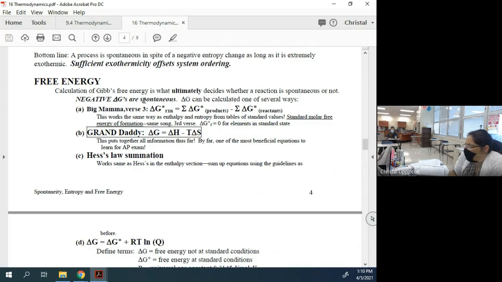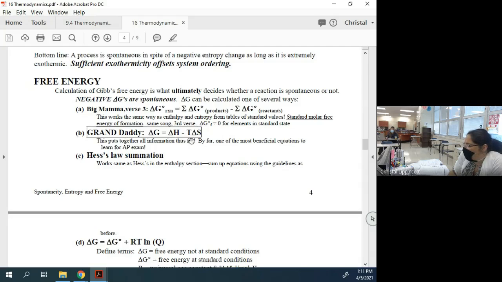Negative delta G's are thermodynamically favorable. Delta G can be calculated in several ways. We've talked about this one, right, where you take the sum of the products minus the sum of the reactants. And this prime here means that these are at standard conditions, okay? So standard conditions are 298 Kelvin for temperature, 1 molar of material, and 1 atmosphere for pressure. Okay, so when you see that, you know that that's happened.